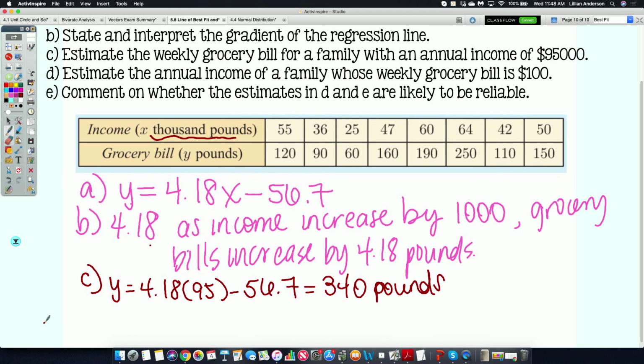Now let's do D. It says estimate the annual income of a family whose weekly grocery bill is 100 pounds. This time, what am I doing? I'm setting y equal to 100 because I'm solving for X. Now your calculator does not do the other way. This one is going to have to be done by hand using our good old two-step equation. How do I solve this? Add 56.7 and then divide by 4.18.